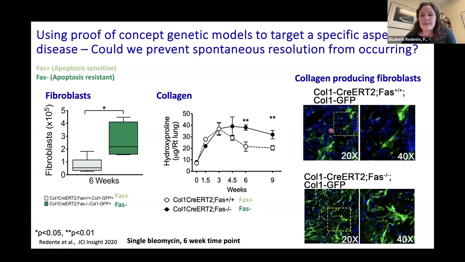This is looking at 6 weeks, the same 6 week time point. These are mice where fibroblasts have undergone apoptosis and resolution is occurring. There are very few collagen positive cells left in the lung. In comparison, when FAS is deleted and this population is sustained, we still see the presence of this robust population. So this is just an example of how we can genetically manipulate a specific cell type or specific gene, which allowed us to ask a very unique question about the course of disease. And so again, as we have access with our animals to different Cre drivers and different genetic mutations, we're able to really delve into the biology of specific fibrotic processes.